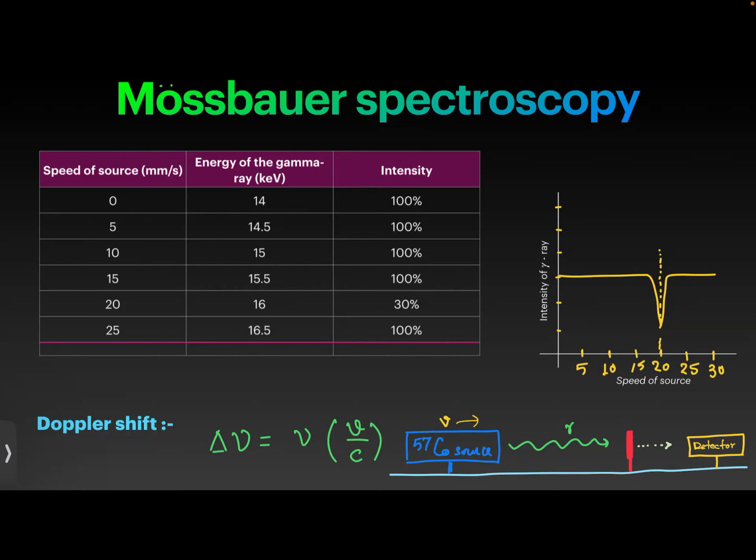So this is the simple diagram I have shown, where we can see there is a source, it's moving towards the sample. That gamma ray which the sample is observing, that frequency will change according to the speed. At the speed where the energy is enough to overcome the required energy, it will absorb the gamma ray and we will see the signal from the detector.